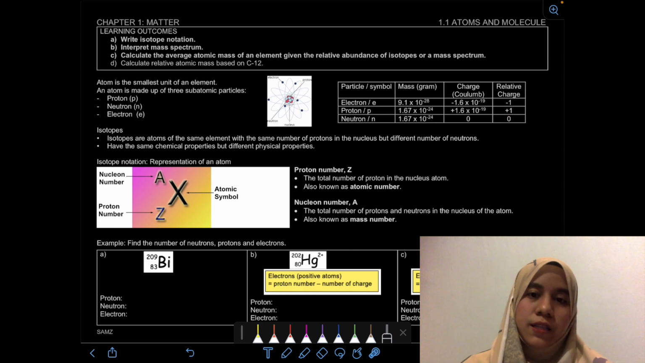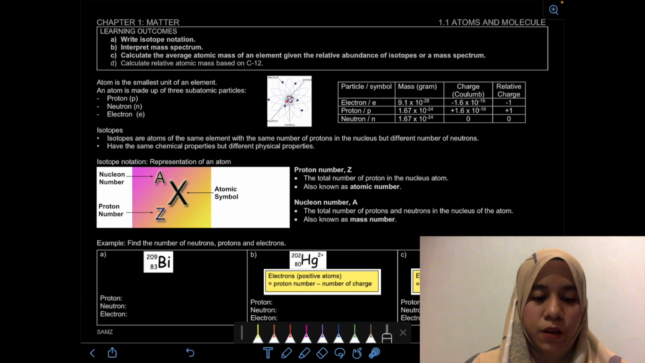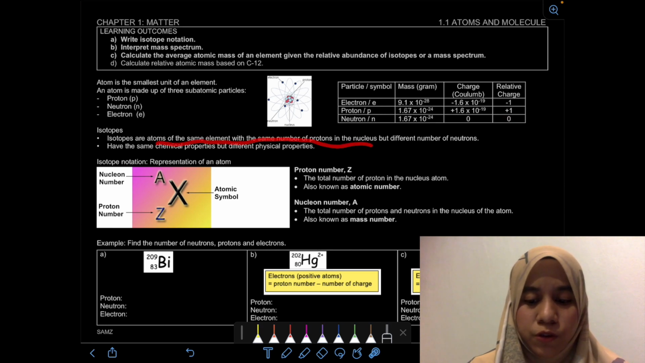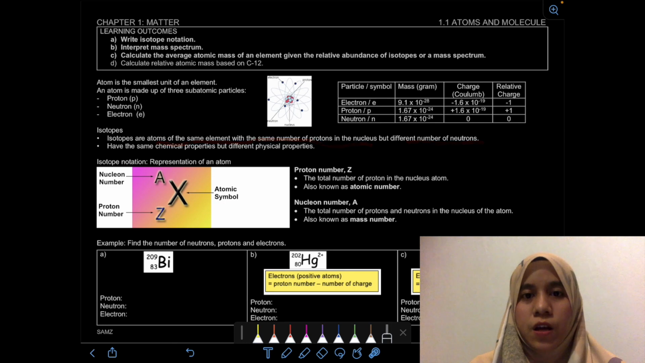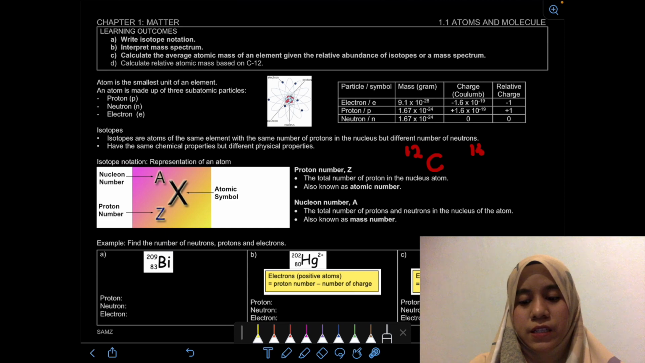Next is what is actually isotope. So isotope is actually atoms of the same element with the same number of proton but different number of neutron. Okay, so contohnya kalau isotope usually that we're used to, kalau elemen selalunya carbon kan. So the most famous one in abundance is 12 carbon. Sebenarnya ada je 13 carbon, ada 14 carbon. Okay, so sebenarnya dekat sini, as we can see, it has different nuclear number ataupun the different number of neutron.